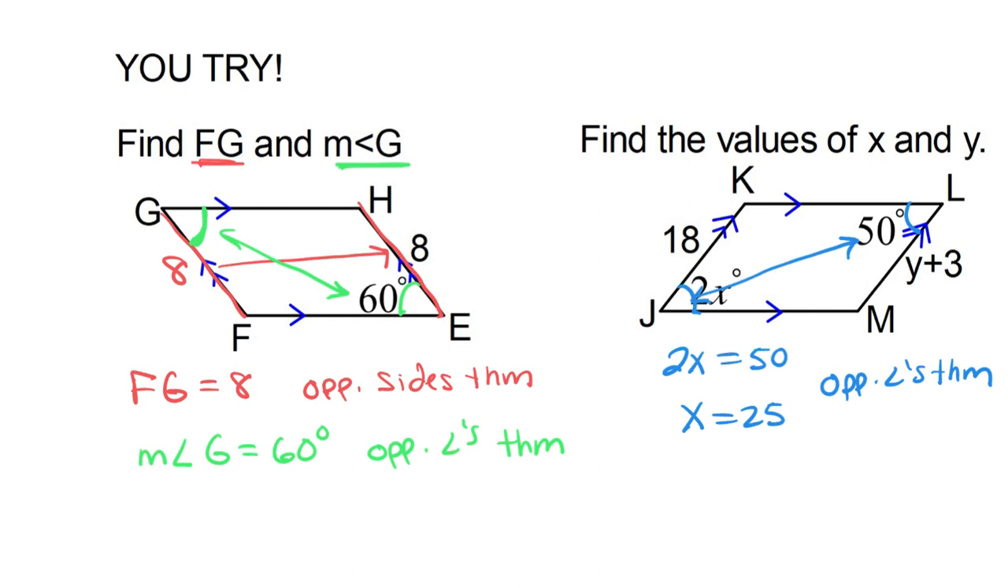And then we wanted to find y. Y happens to be opposite of 18, so I can set 18 equal to y plus 3. When you subtract 3 from both sides, we get y to be 15, and that's the opposite sides theorem.